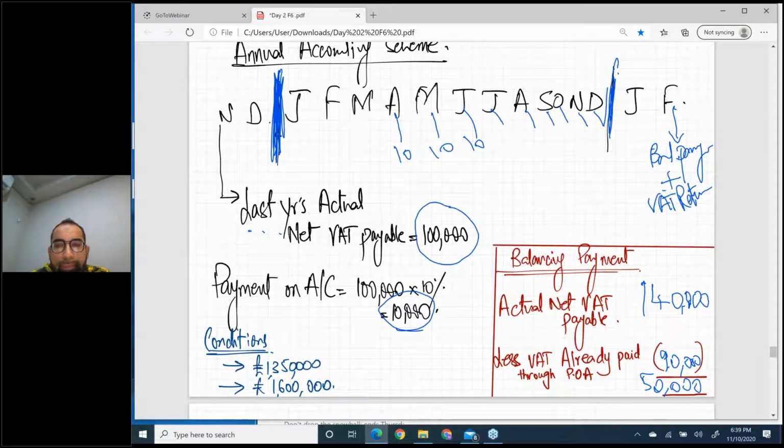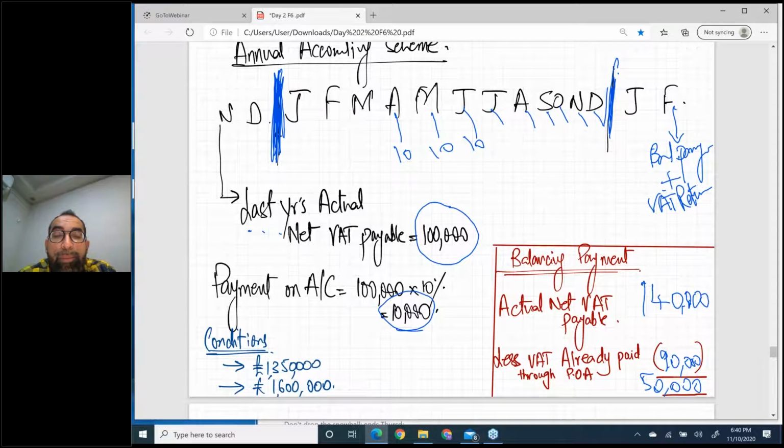One more thing: you must meet the conditions. Don't forget these numbers. If you want to enter this scheme, first of all your old dues must be up to date, you must be a cleared guy. Number two, on the day you enter, your expected taxable turnover for the next 12 months must be less than 1.35 million.